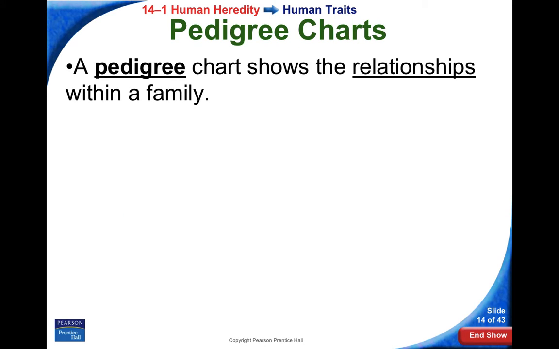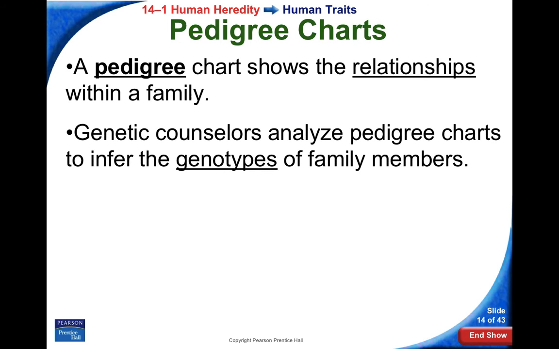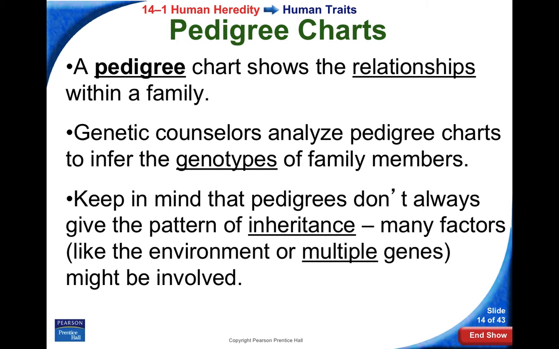Okay, so to do this, we're going to use what's called a pedigree, which you guys probably call a family tree. Pedigrees show relationships, most importantly, genetic relationships within a family. Genetic counselors can analyze pedigree charts to infer or figure out the genotypes of certain family members, even if they don't do genetic testing on them.